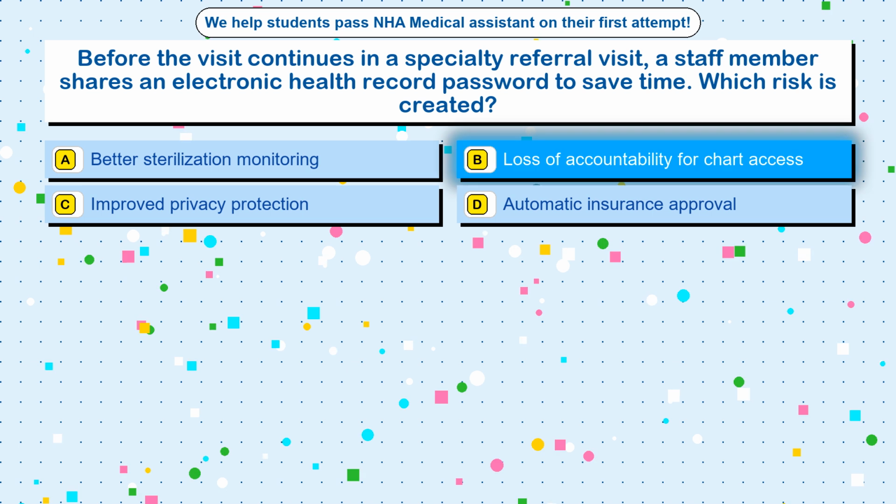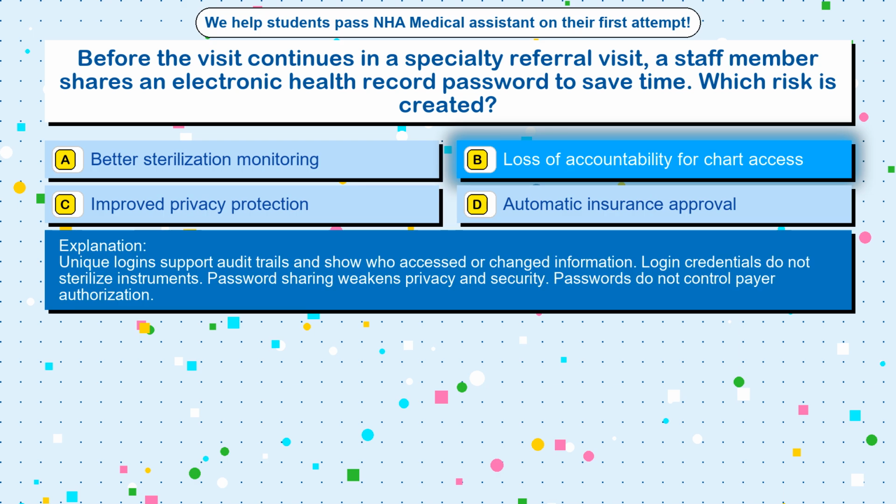The correct answer is option B. Loss of accountability for chart access. Unique logins support audit trails and show who accessed or changed information. Login credentials do not sterilize instruments. Password sharing weakens privacy and security. Passwords do not control payer authorization.